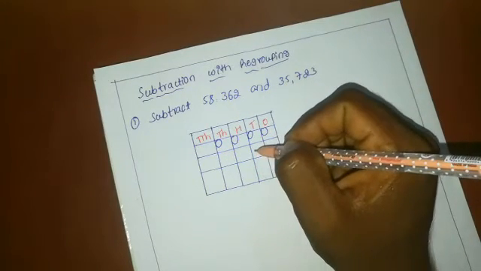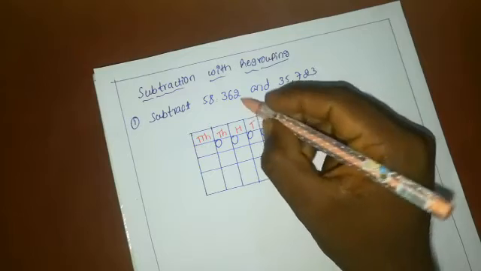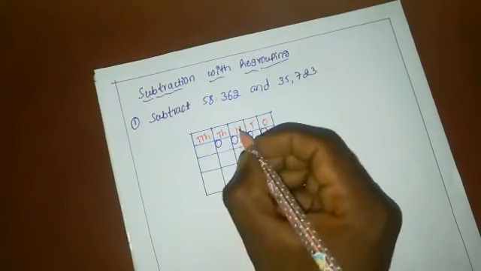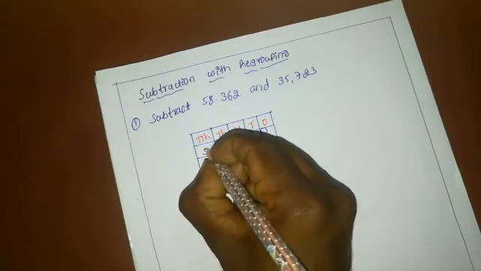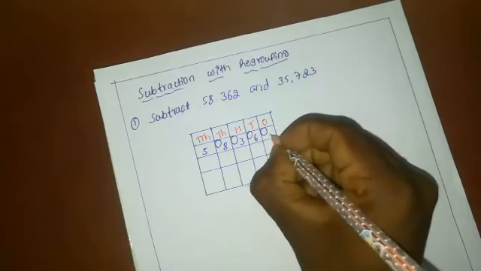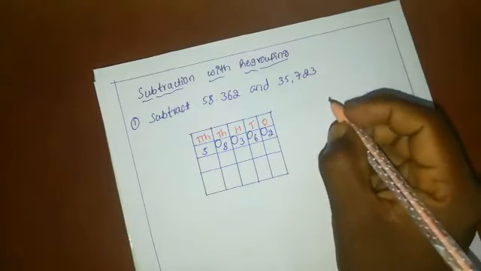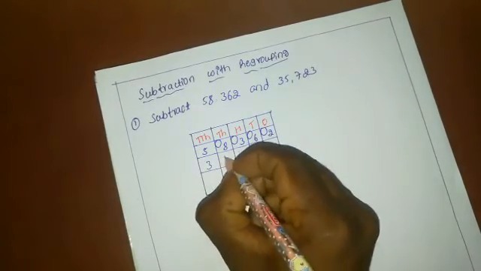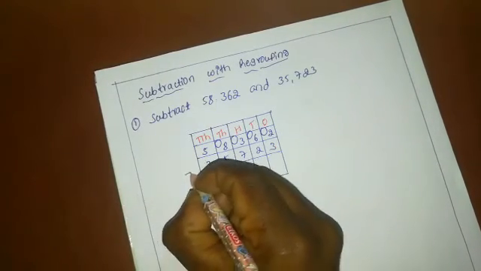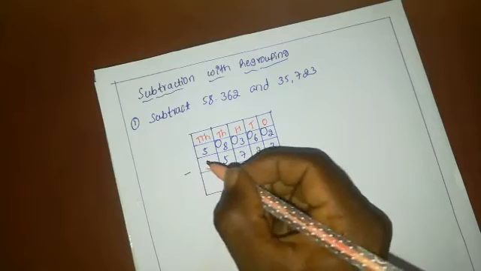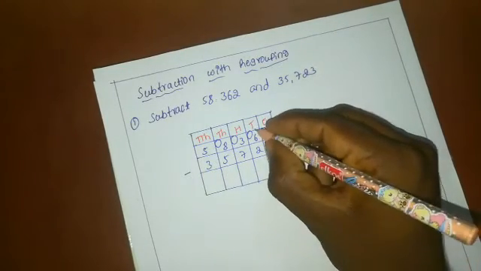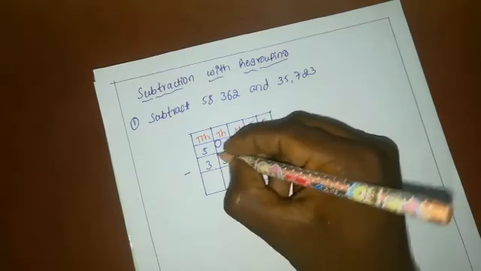At the top we should write the greater number, that is 58,362. Now the smaller number, 35,723. Now we have to subtract this from this. When we subtract, we first subtract the ones place, then tens, hundreds, followed by the 1,000s and 10,000s.